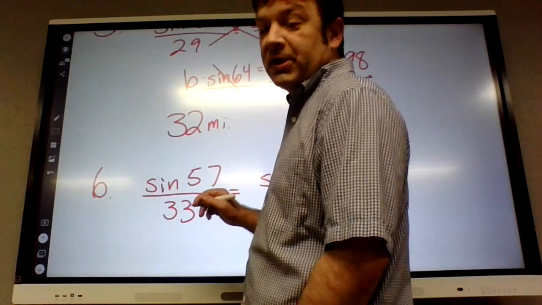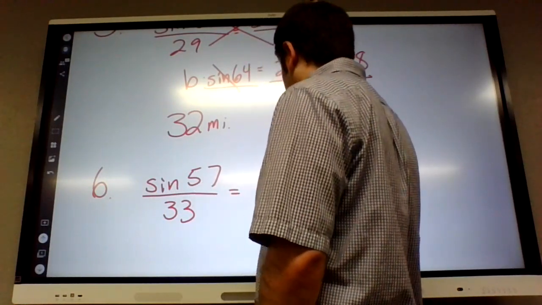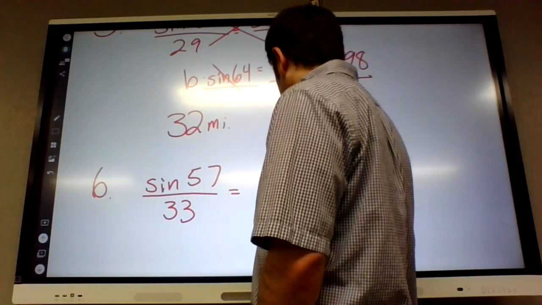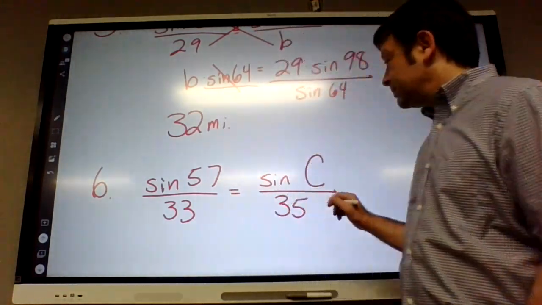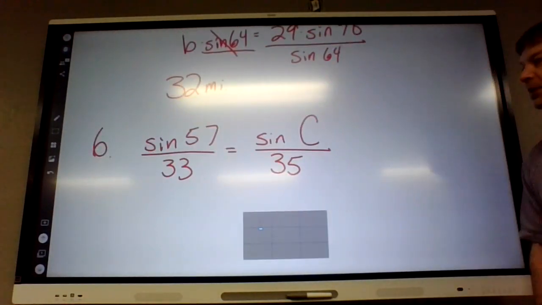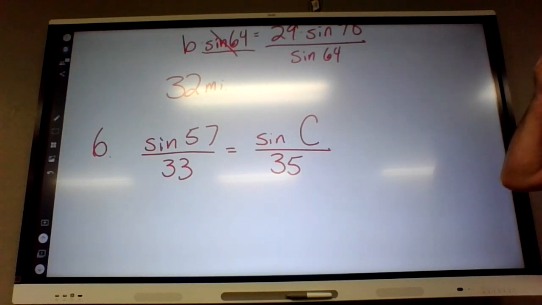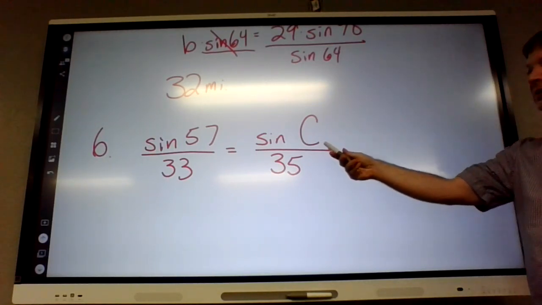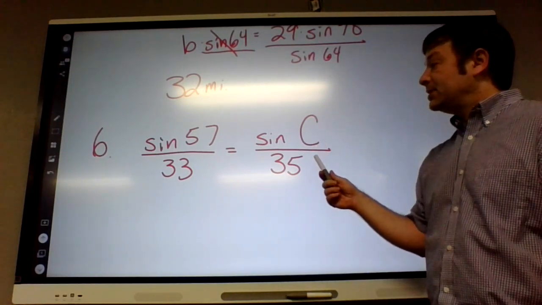Okay, we're supposed to find side B. We don't really have angle B yet, but we're going to find it here in a second. Side C is 35. We can't find side B right away because we are missing angle B. But if we find angle C, that will help us find angle B. How can I solve this to find angle C?